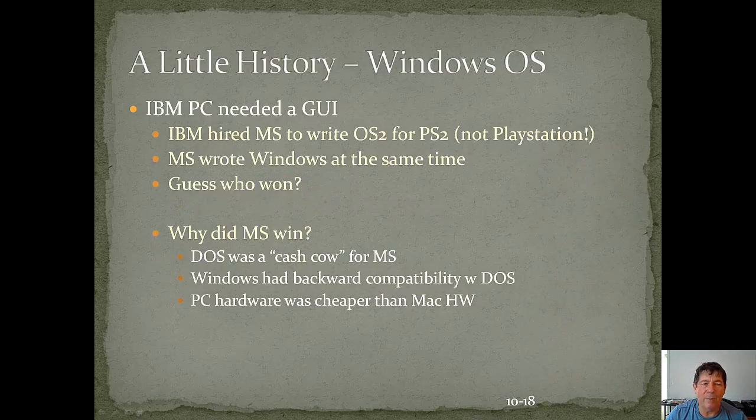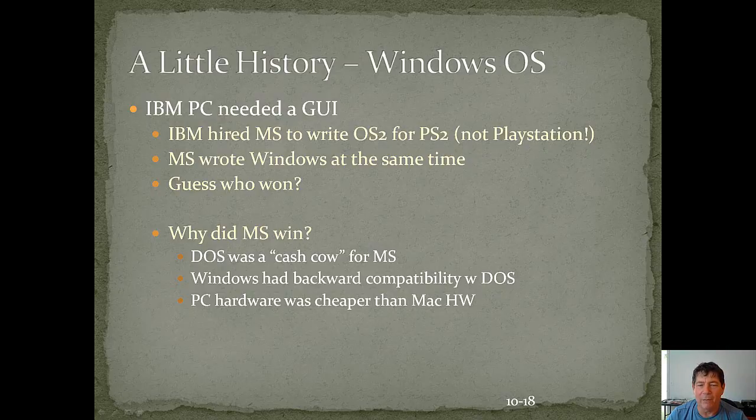So the IBM PC needed some sort of a graphical user interface, or a GUI as we normally say. So IBM hired Microsoft to write OS2 for PS2. PS2 is not a PlayStation. PS2 was one of the most early IBMs. Microsoft wrote Windows at the same time, Windows 1.0, and it did have a nice user interface, but it wasn't multitasking and had quite a few restrictions.